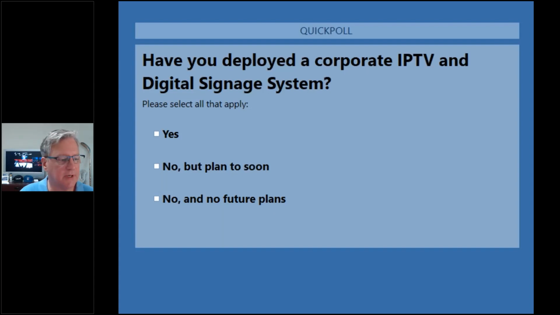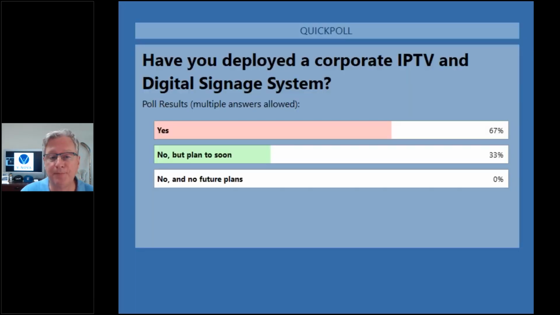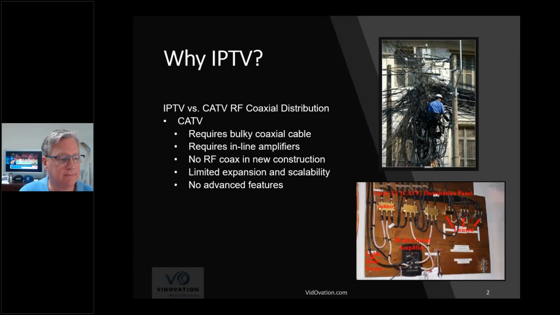So here we go. Some votes are coming in. All right. Oh no, I hit the wrong button. I've done this before. Well, I'll read it to you in case I lose it. 67% said yes, 33% no, but plan to, and 0 said no and no future plans. So good. So you're in the right place. You should see the results now on your screen. I can't see what you see, but you should see some results on the screen right now. So let me hide that.